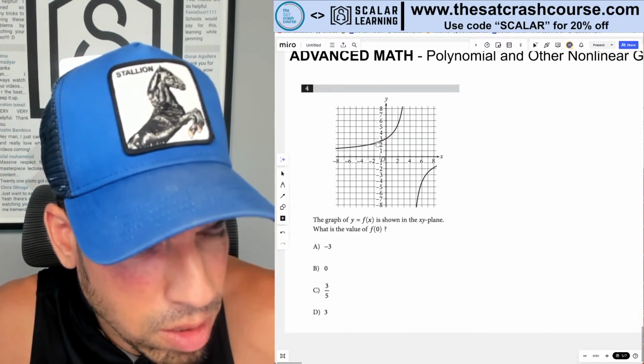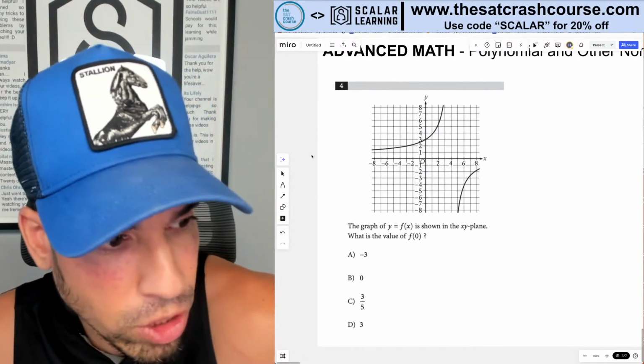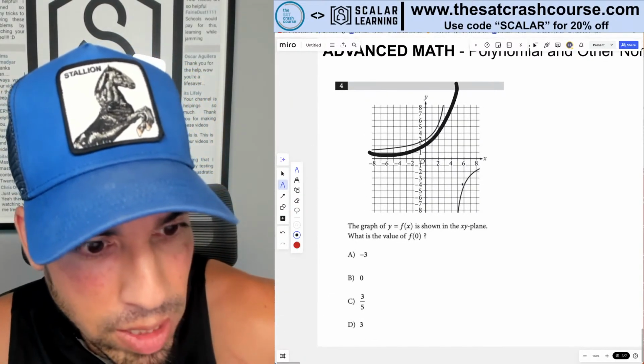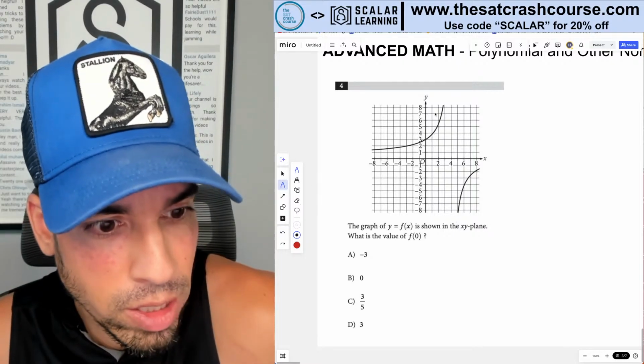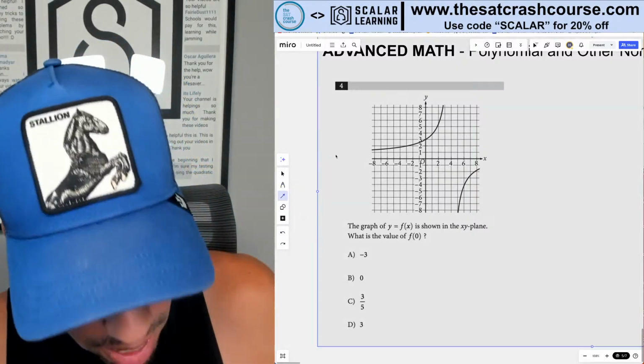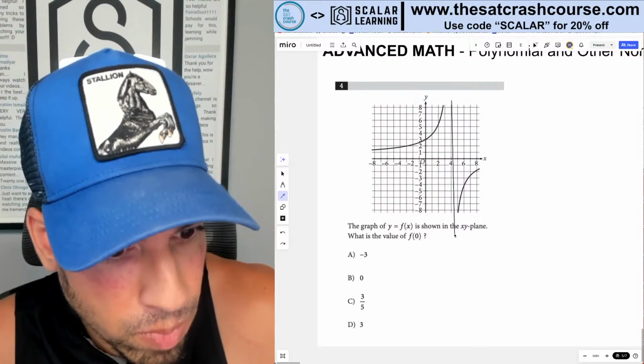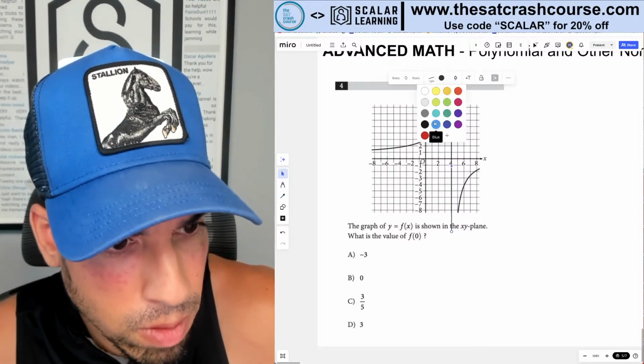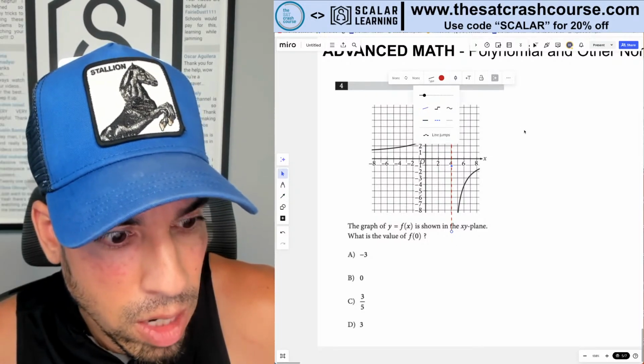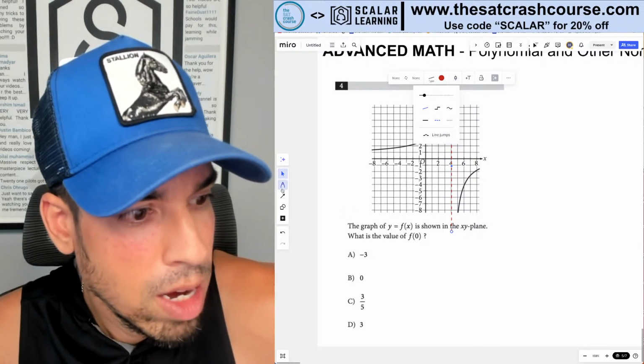Polynomial and other nonlinear graphs. What is this? This is a rational function, right? Rational function where we have something like this, and there's usually an invisible dividing line, aka an asymptote, that they're not going to draw in, but it's probably at -4, okay?